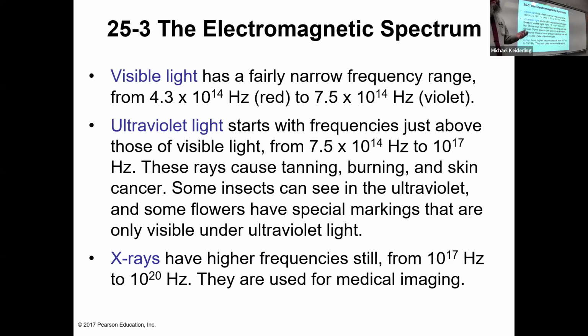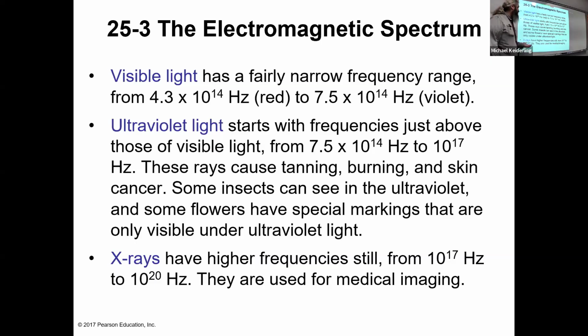Visible light is fairly narrow, from 4.3 times 10 to the 14 hertz, red, to 7.5 times 10 to the 14 hertz, violet. That's 700 to 400 nanometers in wavelength. Ultraviolet light starts with frequencies just above those of visible light at 7.5 times 10 to the 14 hertz and goes up to about 10 to the 17 hertz. So long wavelength ultraviolet, not that big of a deal. Short wavelength ultraviolet can cause tanning, burning, and skin cancer. Some insects can see in the ultraviolet, and some flowers have special markings that are only visible under ultraviolet light.